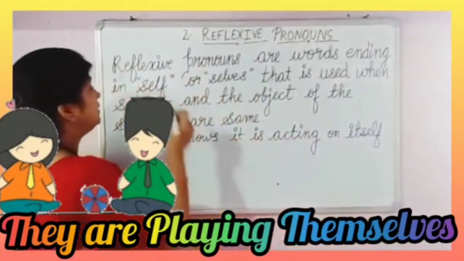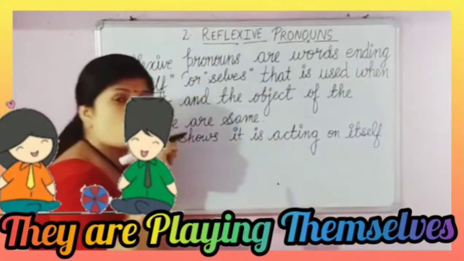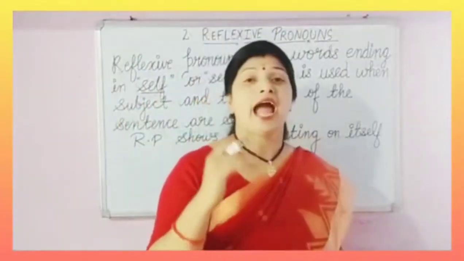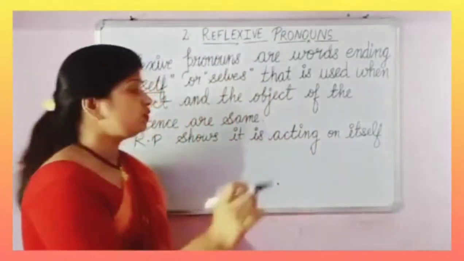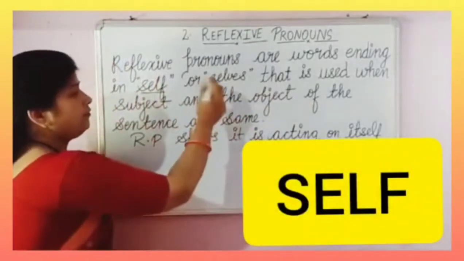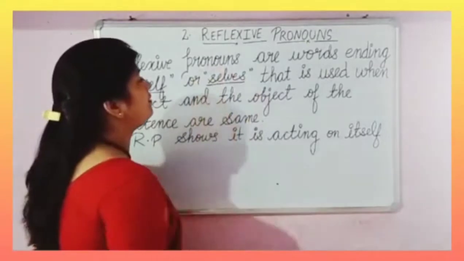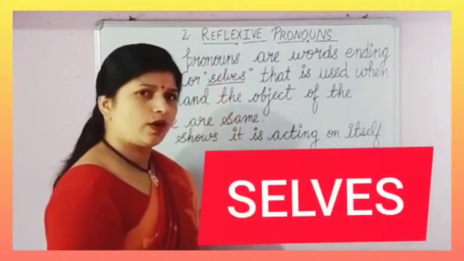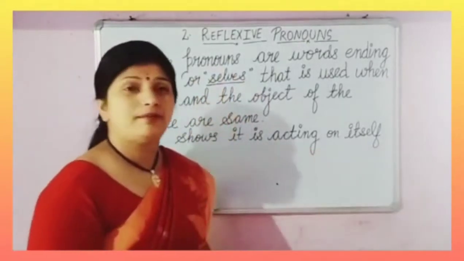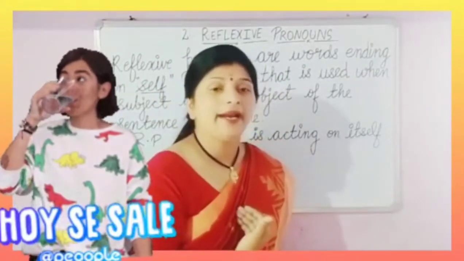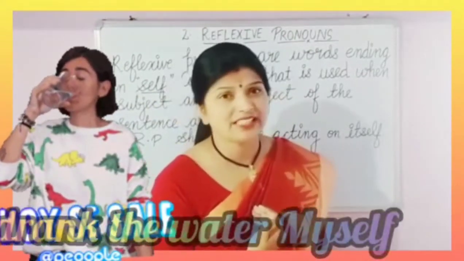So, my child, self is used when we are talking about one. When we are talking about one, at that time we will use self, and when we are talking about many, then at that time we will use selves. Okay, so let me give you one more example. If I say, dear children, that I drank the water myself.